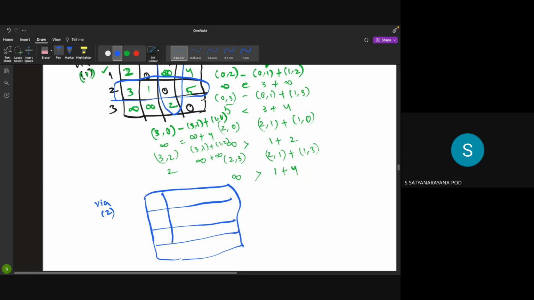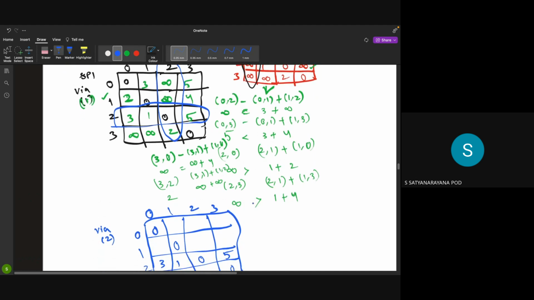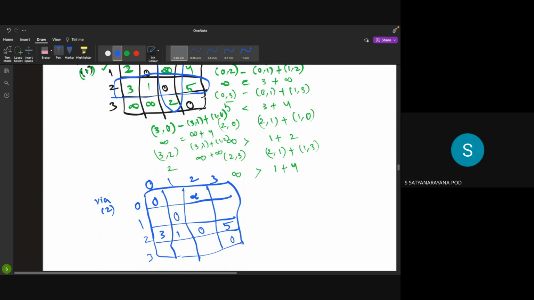This is that via 2. So this is 0, 1, 2, 3, 0, 1, 2, 3. Diagonal values are zeros. And the second row and these things we are copying. Let me copy this one: 3, 1, 0 and 5 as it is. And then infinite, infinite, 0 and 2. These are copied. Rest of the things only we need to do that calculation.